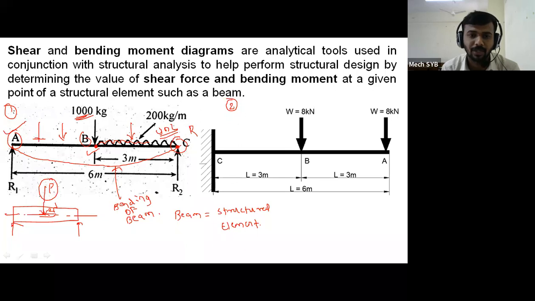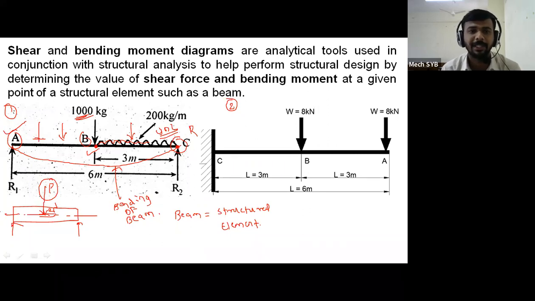Therefore, on the beam structure or on the beam element, whatever number of loads we are applying on it, all the types of loads are perpendicular to the axis of the beam. Please keep in mind. Whatever loads we act on the beam, all those loads are perpendicular to the axis of the beam.